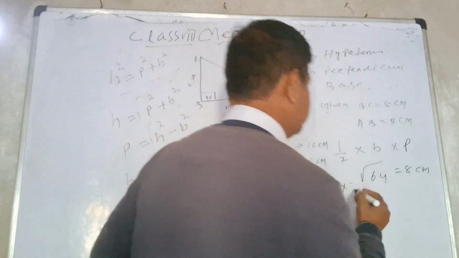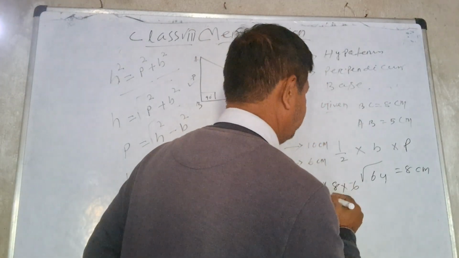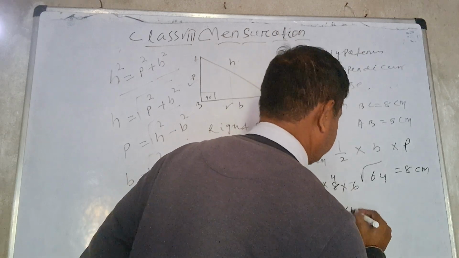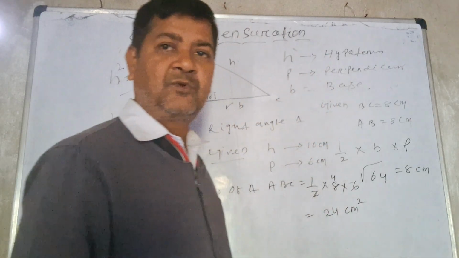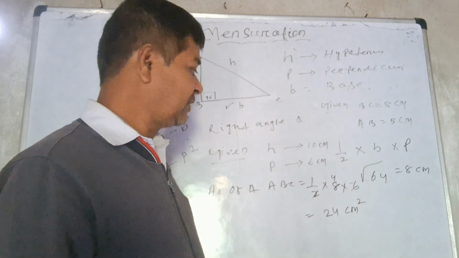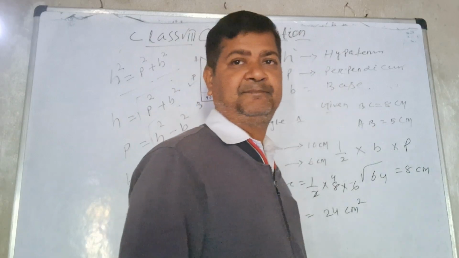Put the value of p. Here p equal to 6 cm. 2 and 8 cancel, giving 4. 6 into 4 is 24 cm square. 24 cm square is the area of this triangle.